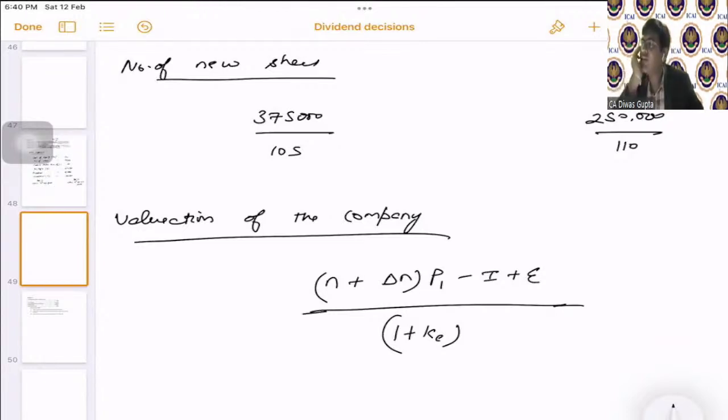Mancha is asking, I have a request at the end of the class. Can you please share your insight on the recent conversion of Vodafone's debt into equity and its impact on the valuation of the company? Okay, Mancha, let me see. I don't have the clear facts, Mancha, to be very frank on this, but we will certainly discuss it in case you have any query. Okay, Mancha?